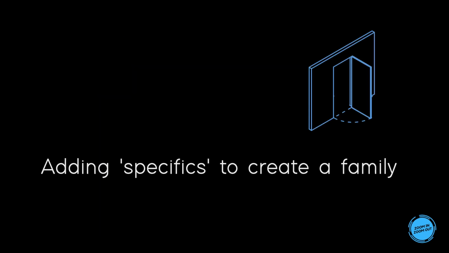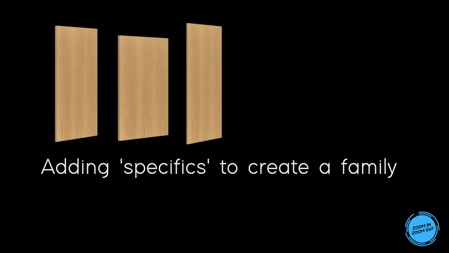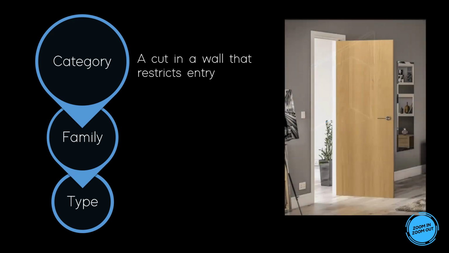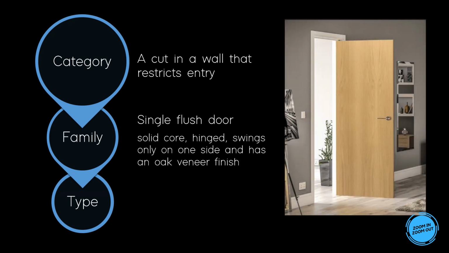So now let's add some specifics to the door and create a family of doors which have common characteristics that will remove some vagueness. In this instance, I'm using a door family with the following characteristics: a single flush door, which is solid core, is hinged, swings only on one side and has an oak veneer finish. Now these common characteristics make them relatives and bunch them in a family.